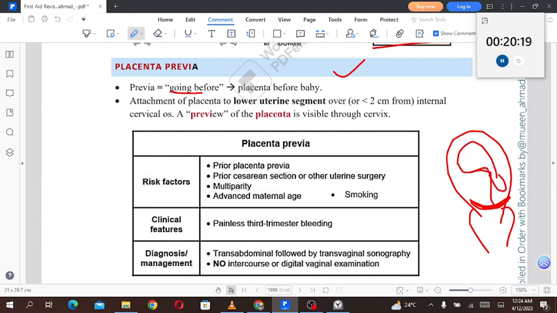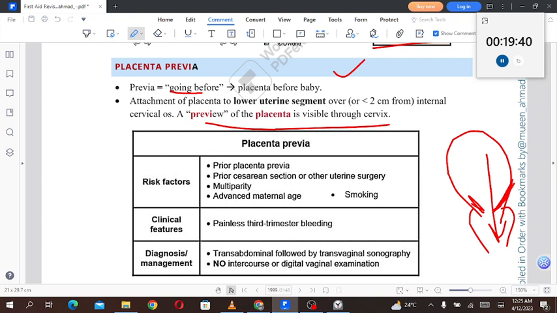So whenever the fetal head tries to pass through the cervical os, there can be frank bleeding and the mother can go into shock. So let's read that. Attachment of the placenta to the lower uterine segment, for example, over or within 2 cm from the internal cervical os. It can either be on the cervical os or 2 cm from the internal cervical os. Even suppose that it is not attached on the cervical os, even if it is attached somewhere over here, when the fetus tries to pass through this canal, there will be bleeding. Yes, a preview of the placenta is visible through the cervix. Normally we cannot see the placenta through the cervix, but we can in that case. That is called placenta previa.